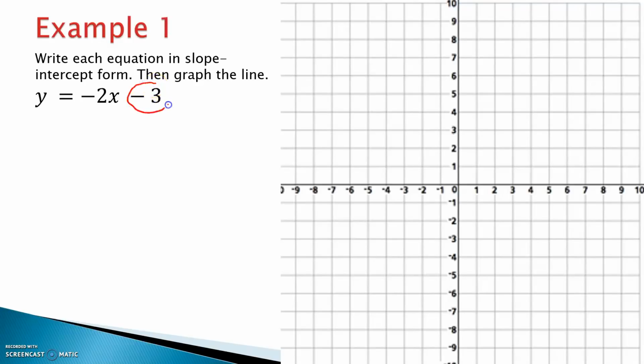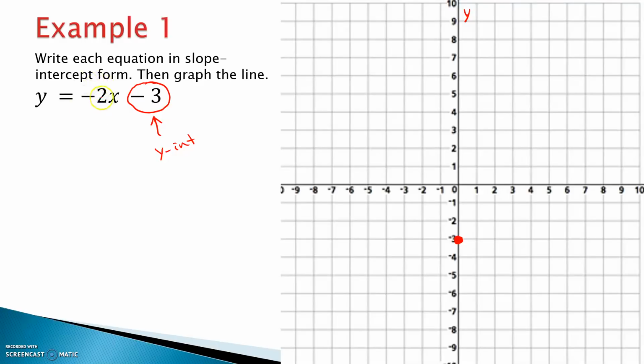You want to start off with the y-intercept. That is negative 3. Okay, so that means I'm going to go down on the y-axis, down 1, 2, 3, negative 3. There we go. We have our very first point. Now you have to watch out with this one. What is our slope? I need another point.